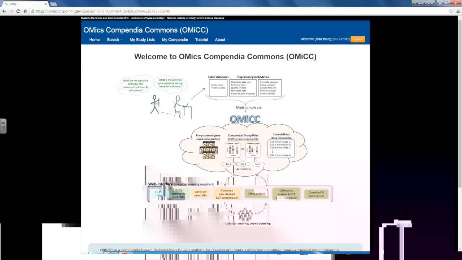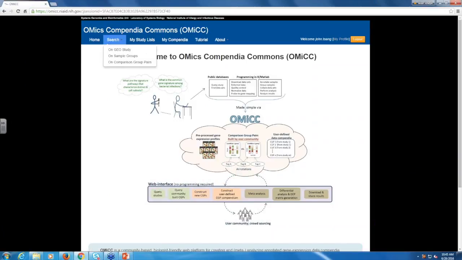So this is what it looks like on the homepage, and it's fairly straightforward. You can do searches to search for samples, or you can start from a raw study, or you can search on things that are already available in the system, as I said, annotated by others, and you can also search for these comparison group pairs.